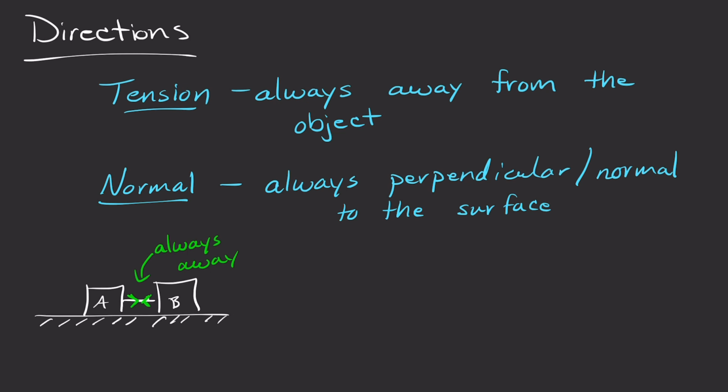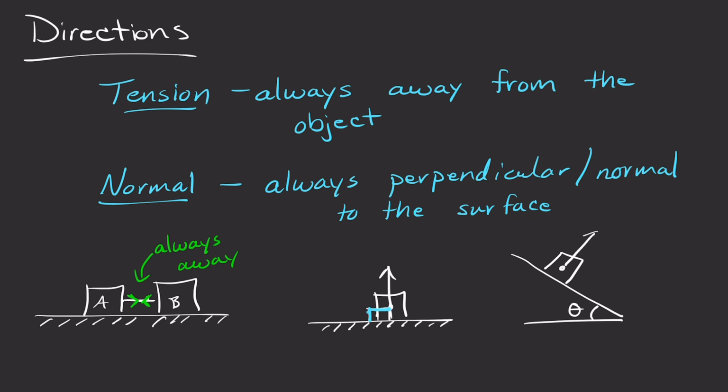Okay, if we have a block on a flat surface, we want to look at the normal force. The normal force is going to be straight up, perpendicular to this surface. Okay, so this makes a right angle. And so if we have a slope or a slanted surface, so it's slanted at some angle, and we put our block on it, it's still going to be perpendicular. Okay, so you would not want to draw your normal force like this. This would be wrong. Okay, always draw it perpendicular.